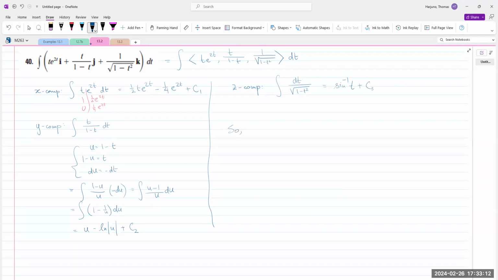So the integral gives us 1/2 t e to the 2t minus 1/4 e to the 2t. I'm sorry, I need to go back to t. This is 1 minus t minus natural log of the absolute value of 1 minus t plus c2. So this is (1 minus t minus natural log of 1 minus t, sine inverse t) plus constant factor c.